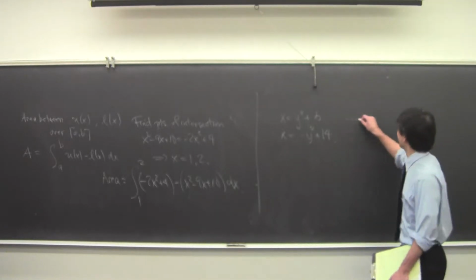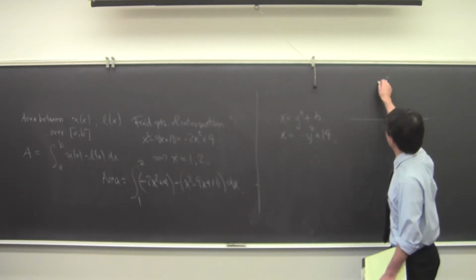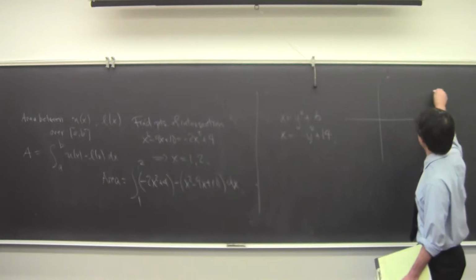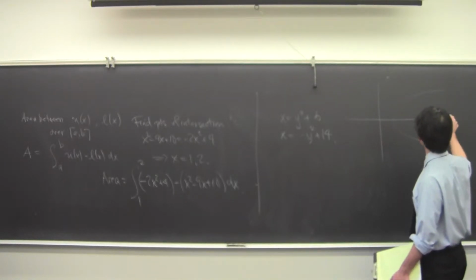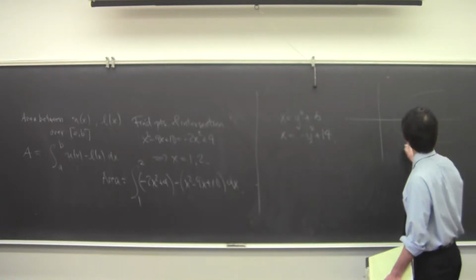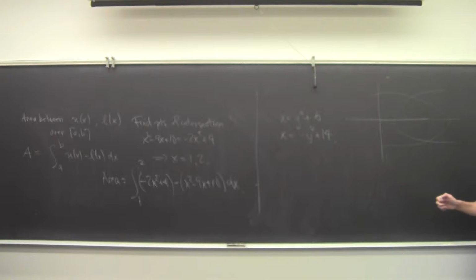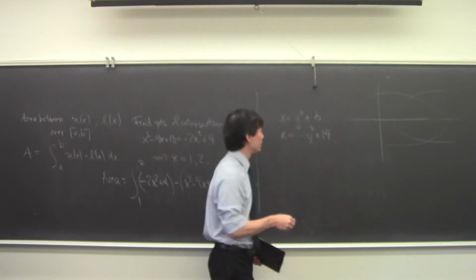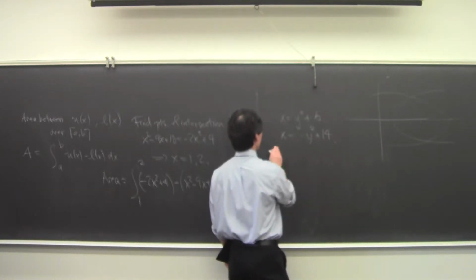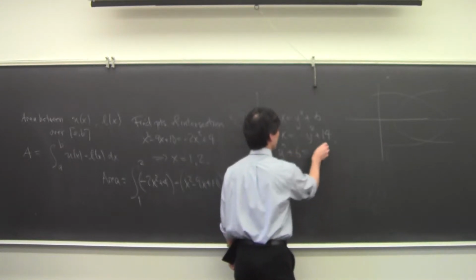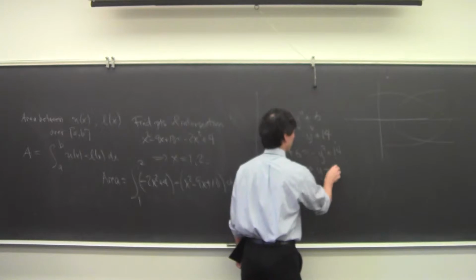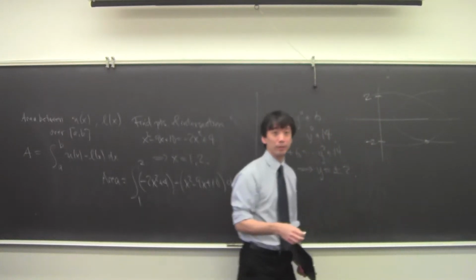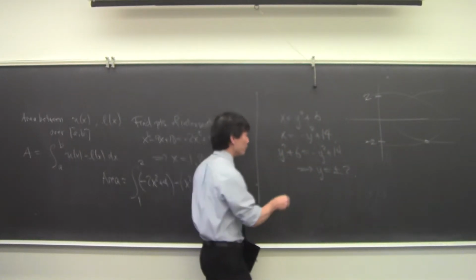Well, I set the two equal to each other first. So what does your picture look like? You've got one parabola going this way and another parabola going the other way. Then you set them equal, so y squared plus 6 equals negative y squared plus 14, and you see that y is going to be plus or minus 2. So from -2 to +2 in y, and then I integrated in terms of y. You integrate in terms of y, exactly.